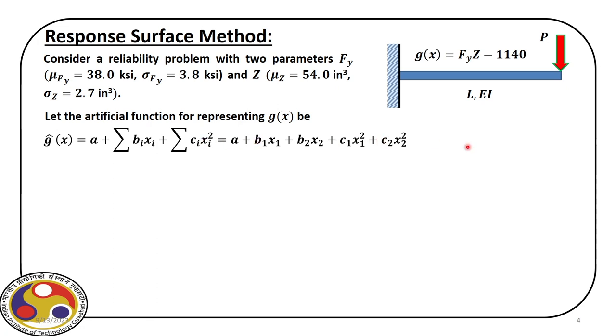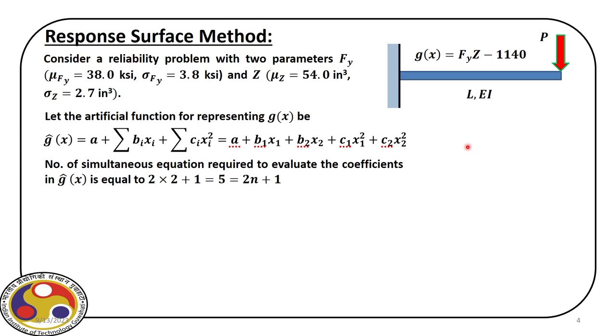So we have to evaluate those 5 coefficients from the least square approach that we are going to adopt in a minute. Now, these are the unknowns we are going to solve. So altogether in this case, we have 5 unknowns. So if we have, say, n terms in this expression, so if we have a constant term, say A, then plus B1 X1, B2 X2 up to Bn Xn, then C1 X1 square, C2 X2 square, then up to Cn Xn square, then we have altogether 2n plus 1. So in this case, n equal to 2, that's the reason we have 5 unknowns. So in general, we can have 2n plus 1 unknown coefficients in this quadratic model, depending upon the number of random variables we have in our limit state definition.